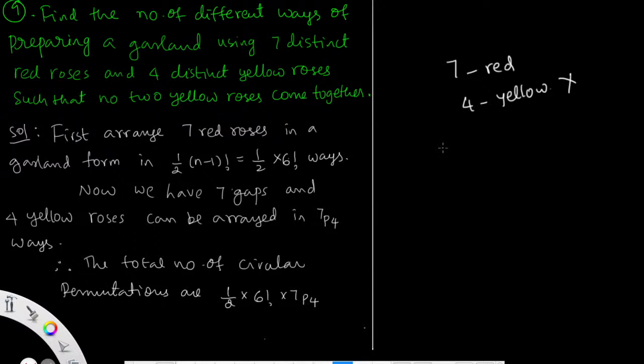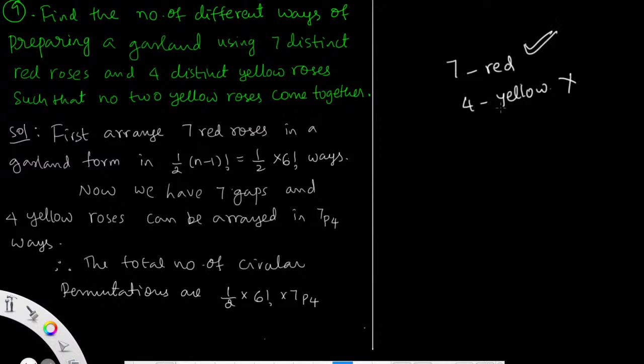If it is "come together", it means make a bundle. That is the way. So here also, hanging type means preparing a garland. Garland means making flowers, roses or flowers anyway. So preparing a garland by using 7 distinct red roses and 4 distinct yellow roses, such that no two yellow roses come together. No two yellow roses together means you keep the 4 yellow roses aside.